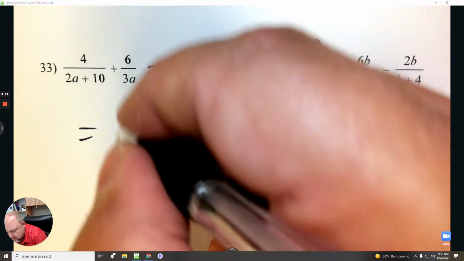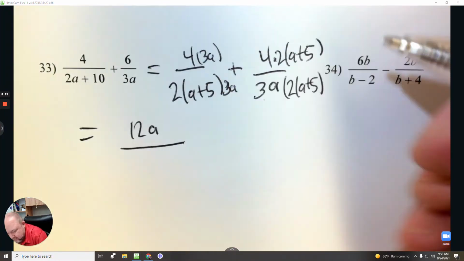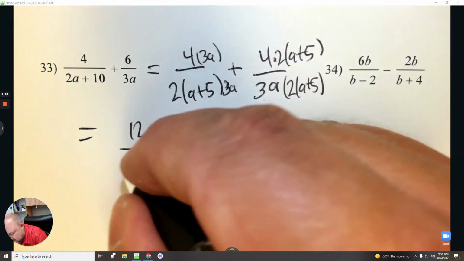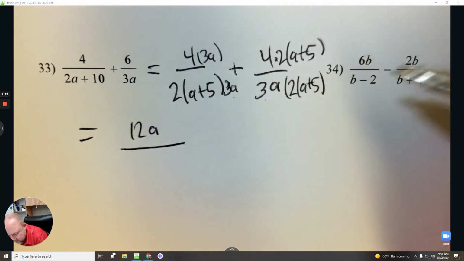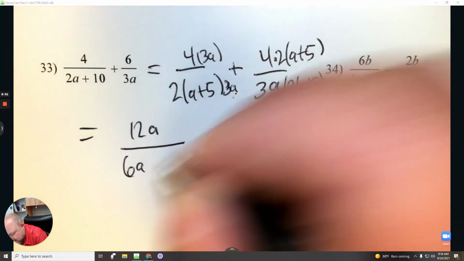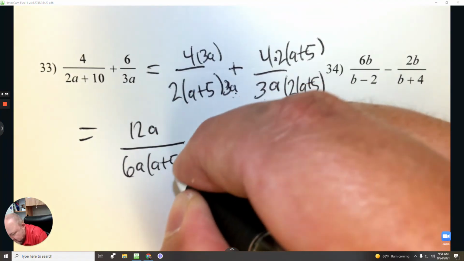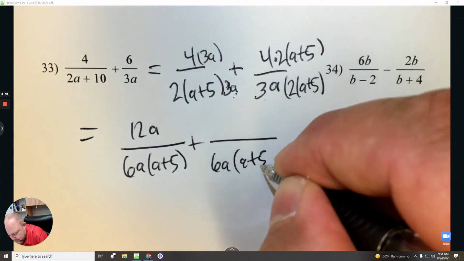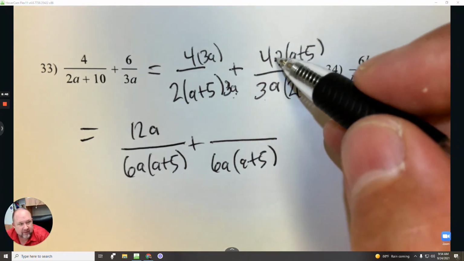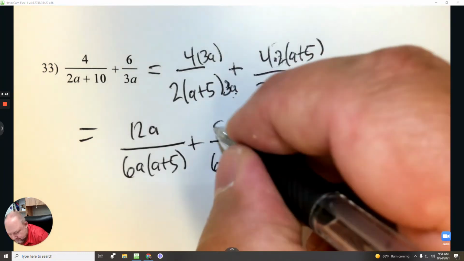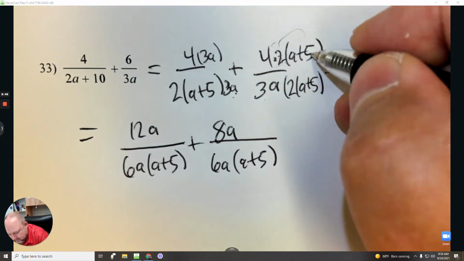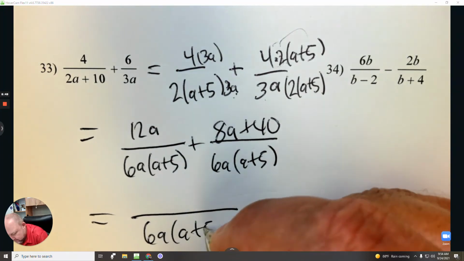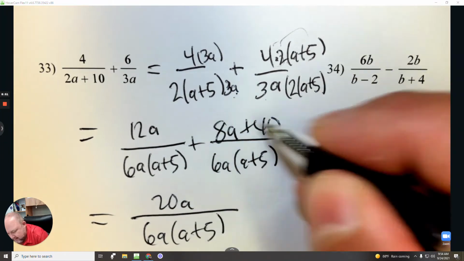Now comes the work of multiplying and combining like terms. So we have a 3a times 2. So that's 6a, a plus 5. That's our common denominator. And if I multiply this, this is 8 times a and 8 times 5. And now I can add it up. So that's 20a plus 40.